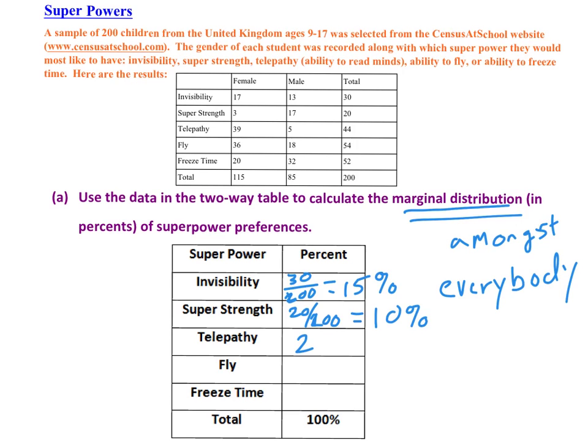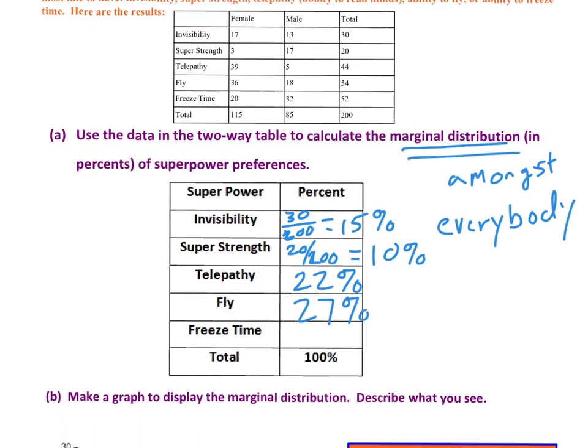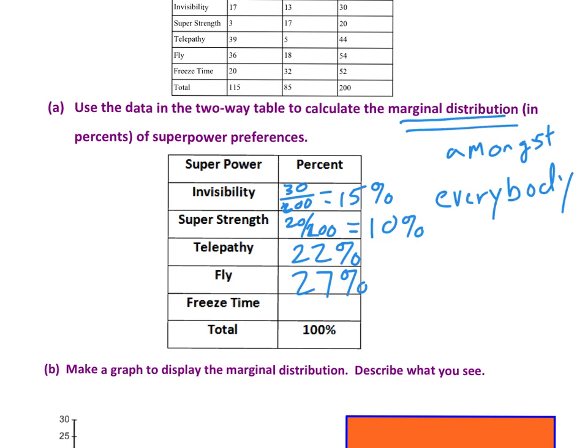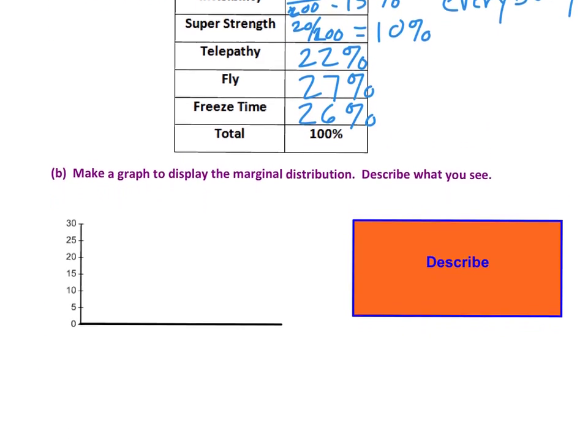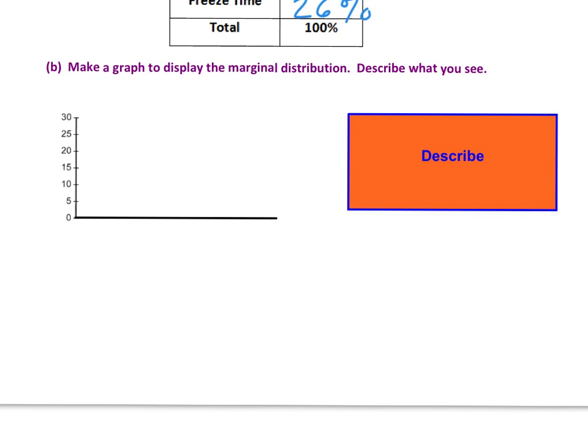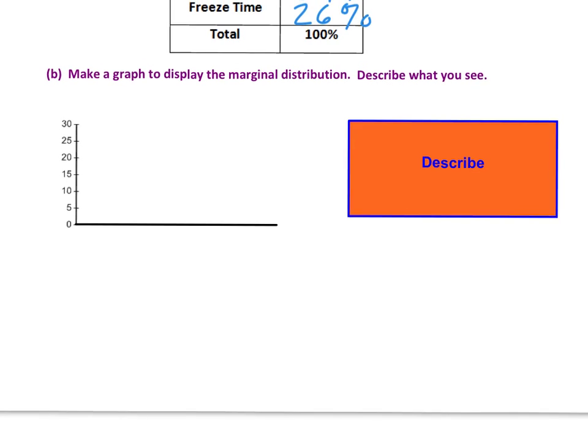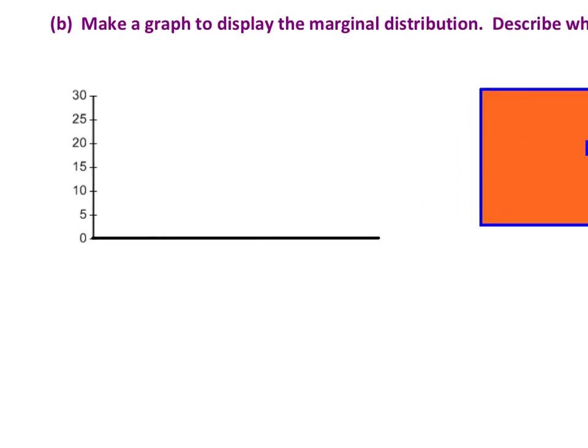Telepathy, 22%. I think you got the idea with the proportions. So I'm not going to write out the work for the last three. Okay, and let's make a bar graph. All right, I got to be good with my space here. For invisibility, I might actually make this a little bit bigger for me. You can handle the description.